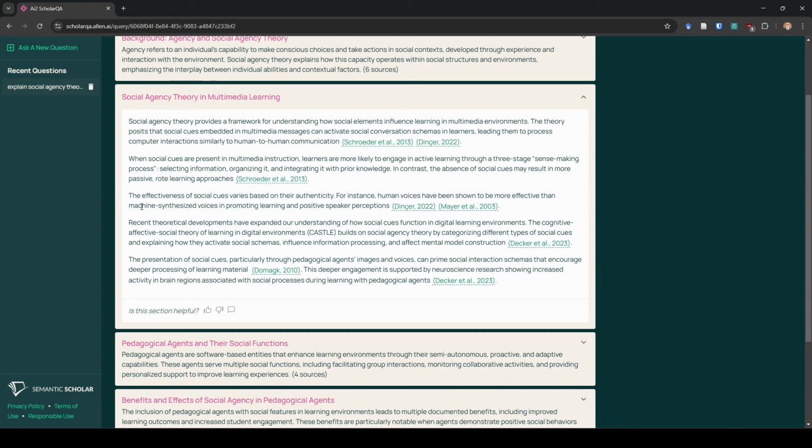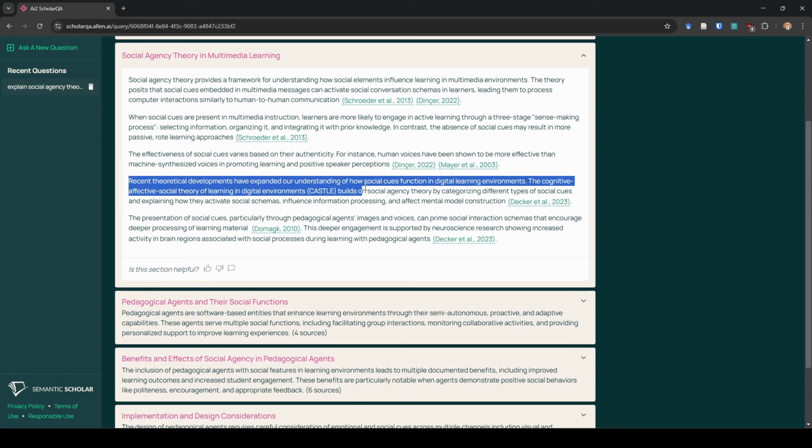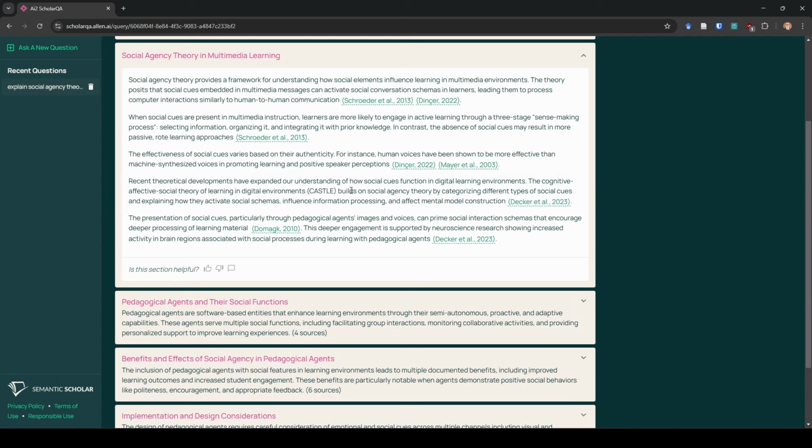This is true. This last part, I think you could argue about, but there's definitely research literature that says that. Recent theoretical developments have expanded our understanding. Okay, this is really impressive to me. So this CASTLE theory is very new. I think it's a 2022 paper for the original CASTLE paper, and it definitely expands on the influence of social cues and social processes. Really happy that it picked this up.